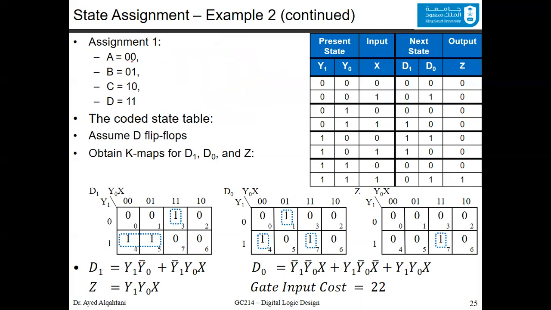Now, we know that we need 2 bits to have codes for each one of them. The first one randomly, we picked it as 0, 0. B is 1, 0. C is 0, 1. And D is 1, 1. This is one of the state assignments. And we have 23 more different assignments, as we explained in the previous slide. Now we have 2 bits. The first bit is going to be a flip-flop, and the other bit is going to be another flip-flop.